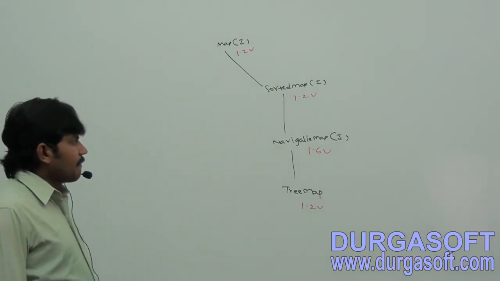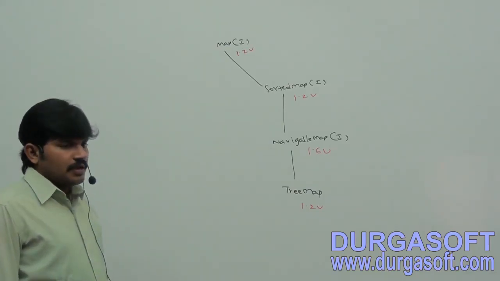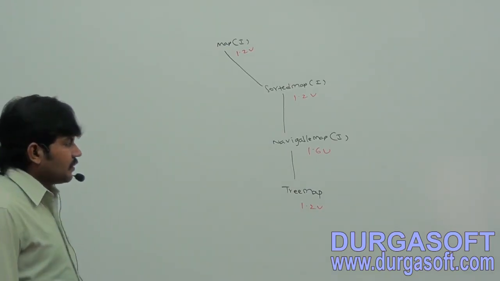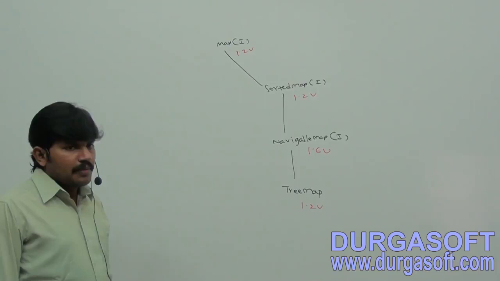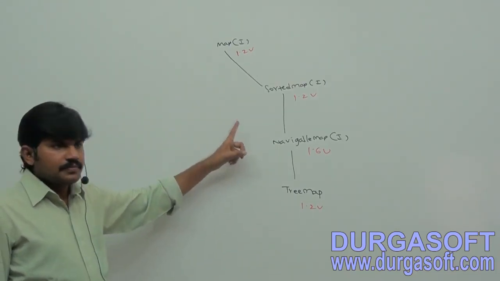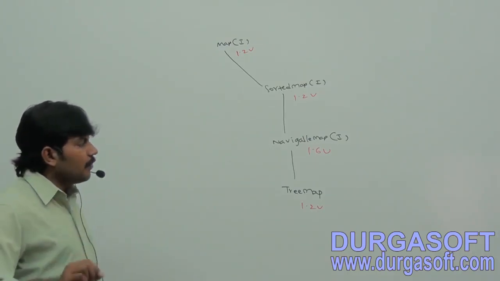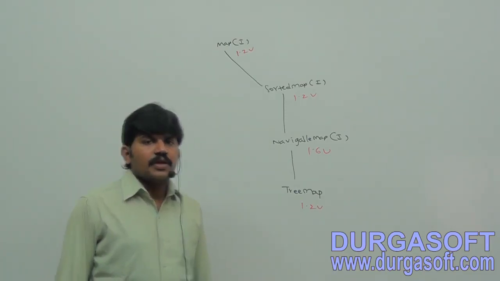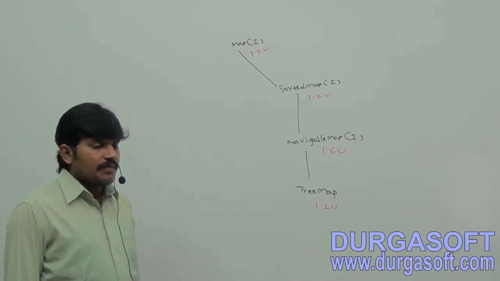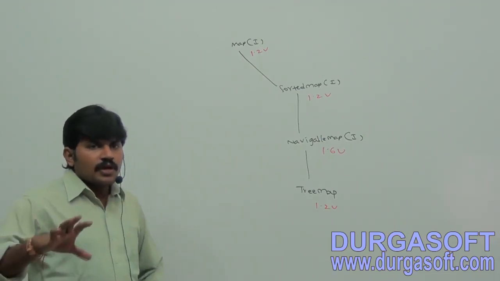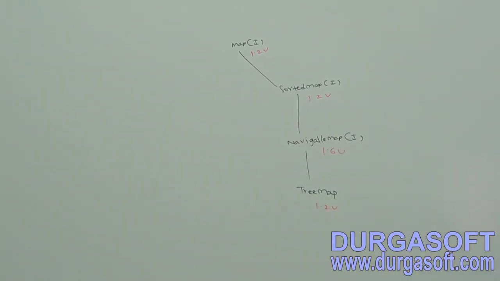Take this example anyway. Map, sorted map, tree map. What is the place of navigable map? Like this: navigable map, tree map. Completed, right? Okay. Next, add: navigable map defines the following methods.